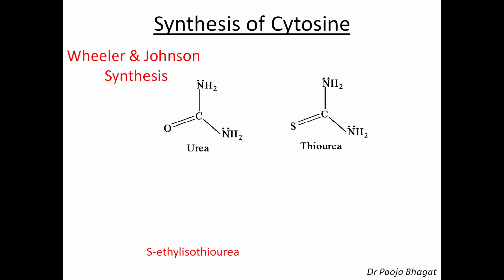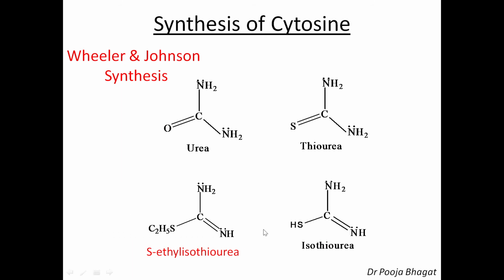This is thiourea. So the difference between urea and thiourea, all of you know, is that we replace oxygen by sulfur. Okay. What is isothiourea? Because you can see here the name is isothiourea. This is isothiourea. Nitrogen lone pair here, the bond shifts here. So this is SH, single bond, double bond, NH. This is isothiourea. And if I have to write down S-ethyl isothiourea, then I'll replace this hydrogen by ethyl.